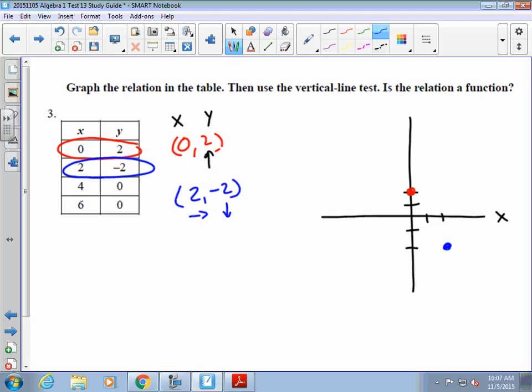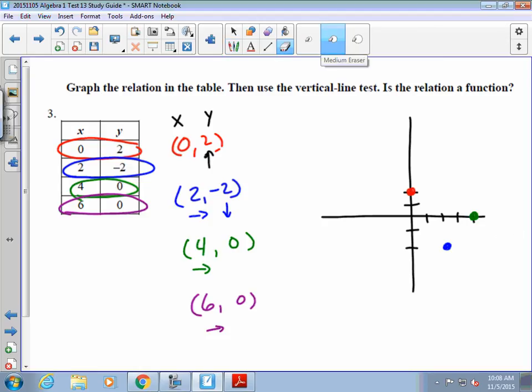The next one, 4, 0, tells you to go to the right 4 times and don't go up or down at all. So to the right 1, 2, 3, 4 times, that's where your next point goes. And then the last one, 6, 0, tells you to go to the right 6 times and don't go up or down at all. So continue it, 5, 6 is where that next point goes. Don't go up or down at all.